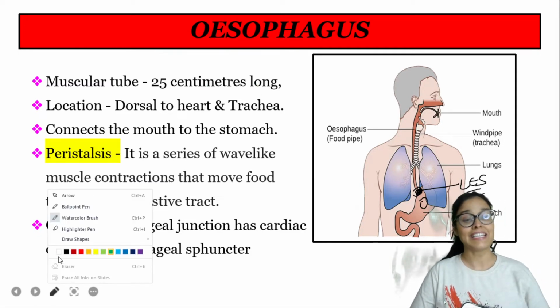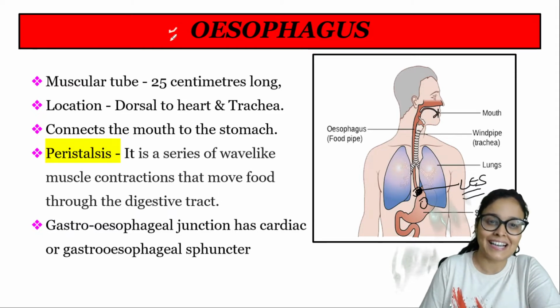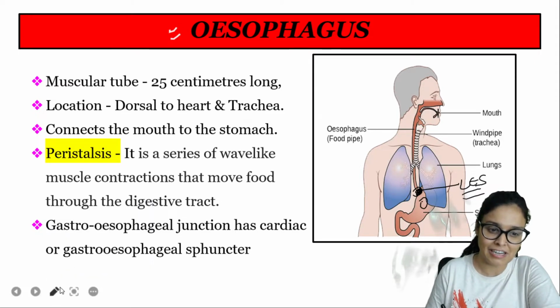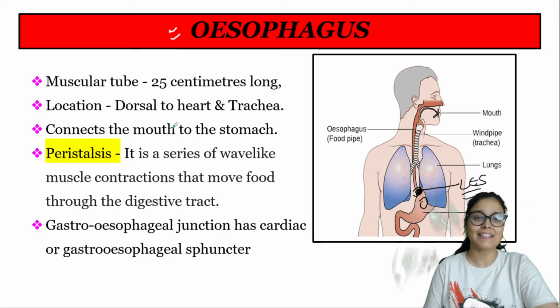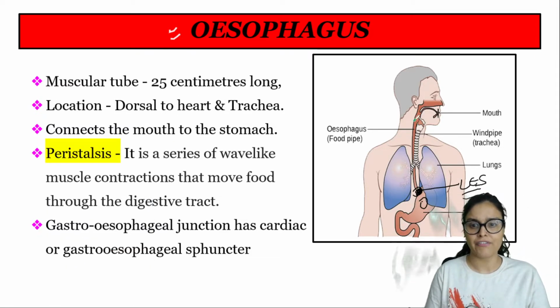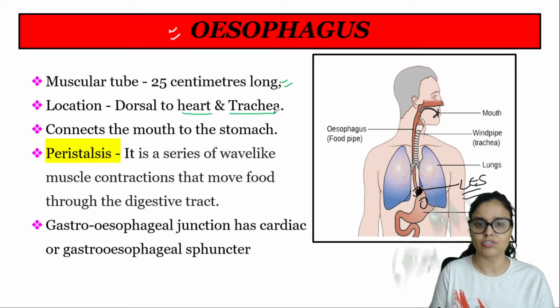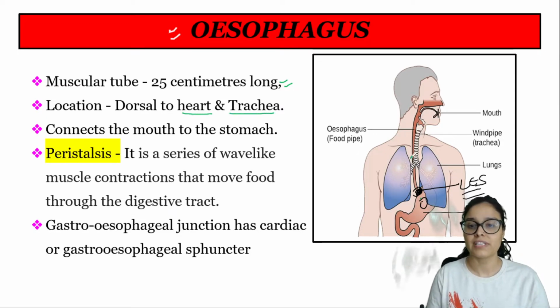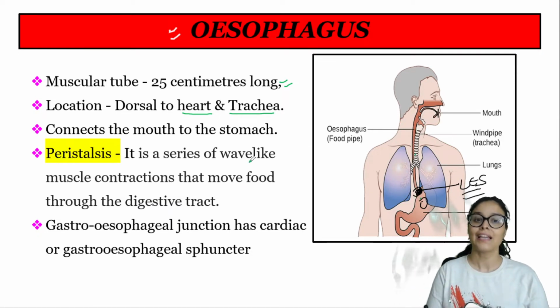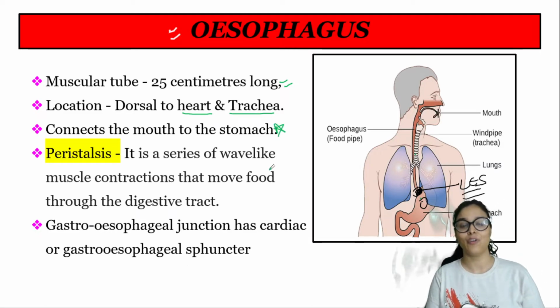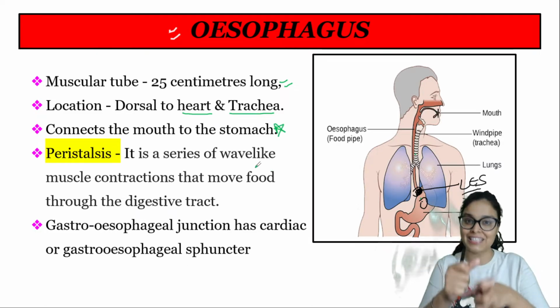So let's start with the esophagus, because we have already done the pharynx in the previous class. When we talk about the esophagus, it's a very long tube that starts from the pharynx and obviously opens into the stomach, right? It's a 25 centimeter long tube, dorsal to the heart and trachea. So this is the location. Obviously it is present dorsally to the trachea and heart, coming from the back side. And it connects the mouth to the stomach, as I have already told you, and it shows peristaltic movement.